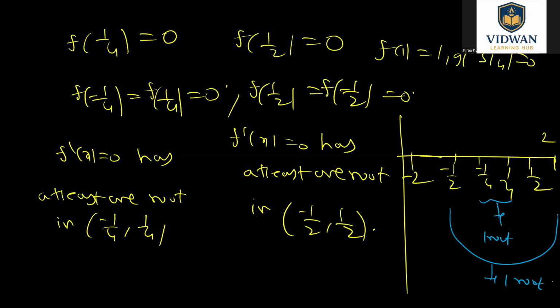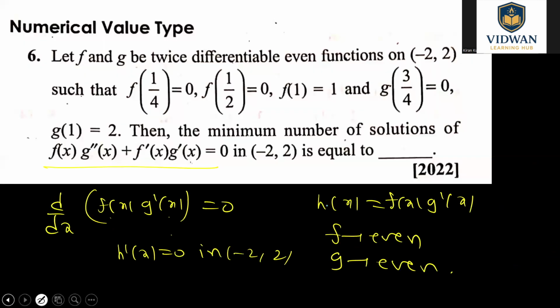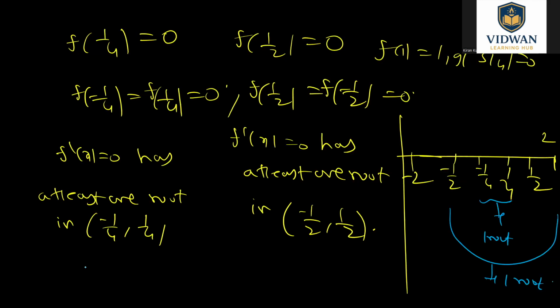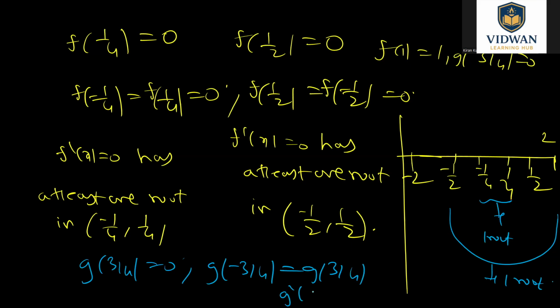So what else can you conclude? G of 3 by 4, they gave 0. So G of minus 3 by 4 will be the same as G of 3 by 4 anyway. So that means you can also say g dash will also have a root. G dash x equal to 0 has a root in minus 3 by 4 to 3 by 4. So at least how many roots will be there now?